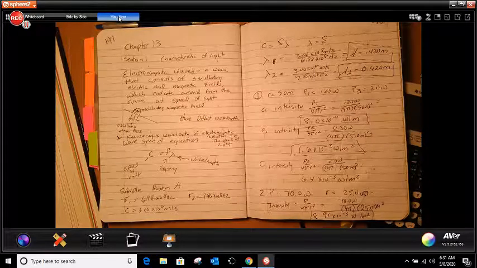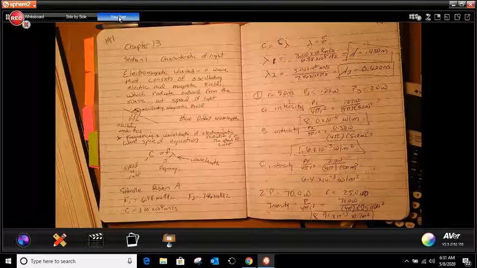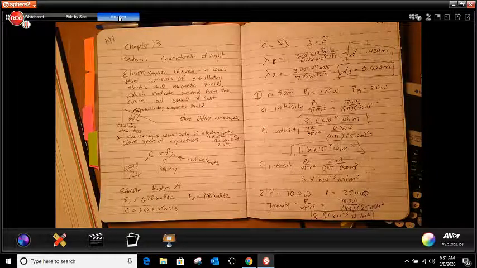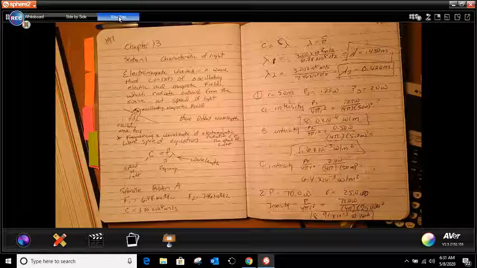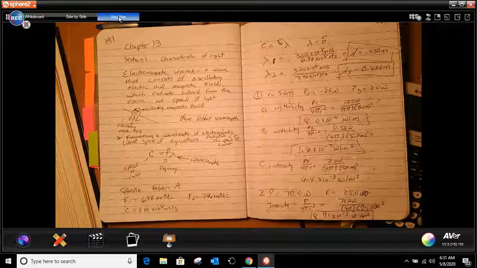Okay? So the first problem says that gamma ray bursters are objects in the universe that emit pulses of gamma rays in high energies. The frequency of most energy bursts is measured at 3.10 times 10 to the 21st hertz. What is the wavelength of these gamma rays?